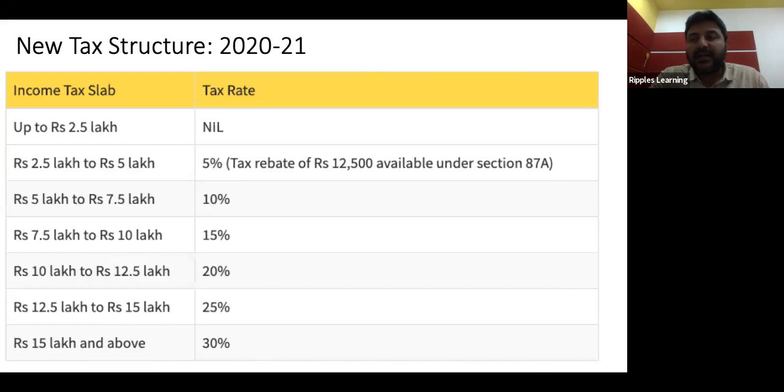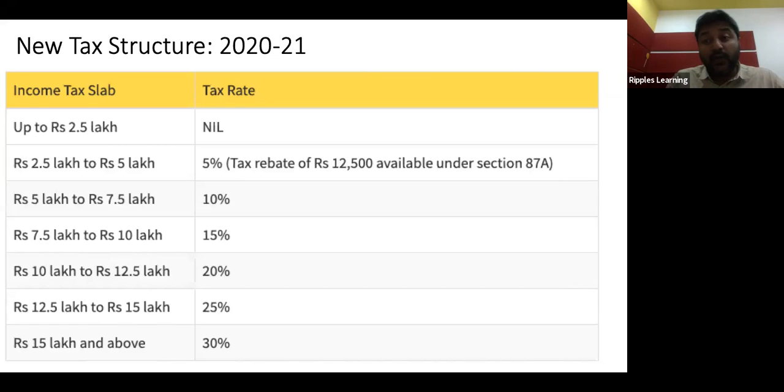Here, people earning more than 15 lakhs will be paying 30%. So these are the tax slabs. These are the new tax structure that has been proposed in the budget this year for 2020 and 21.